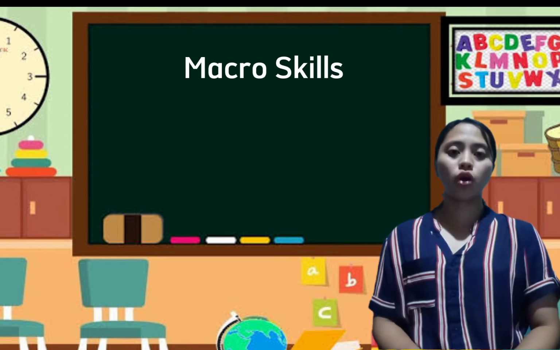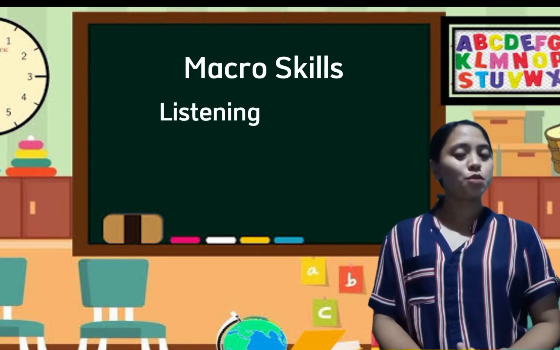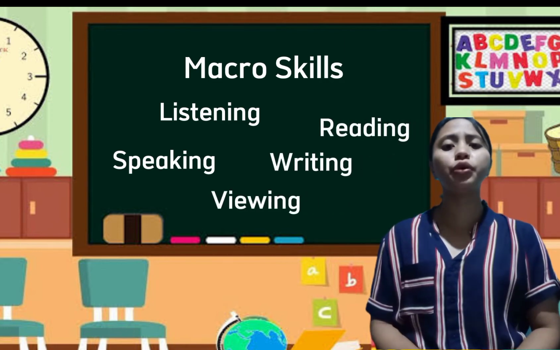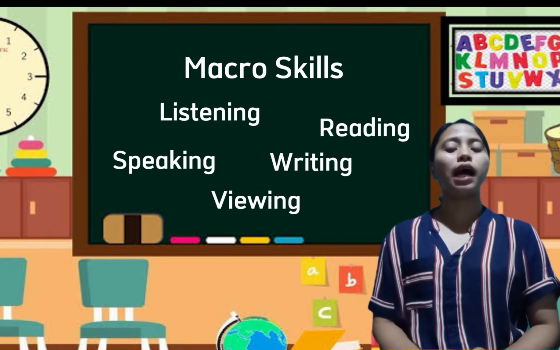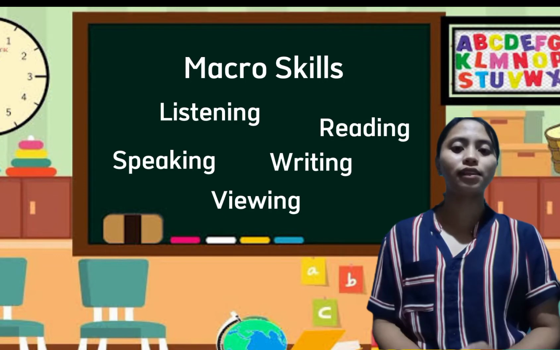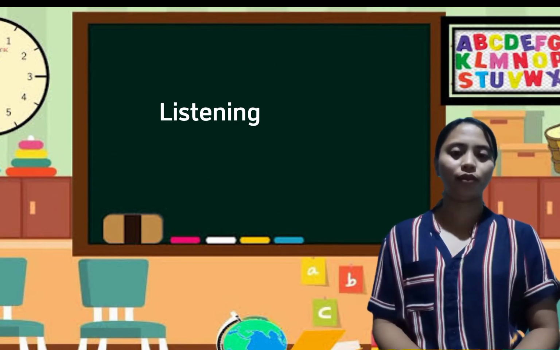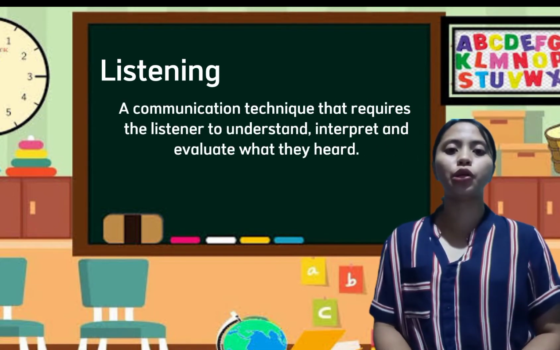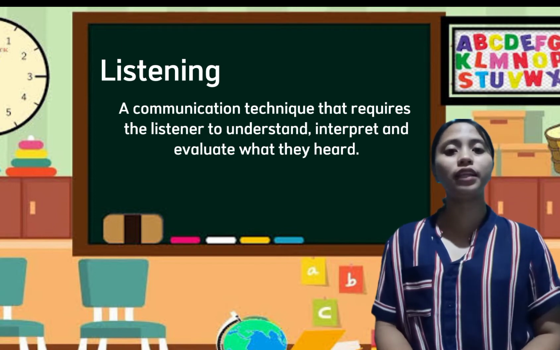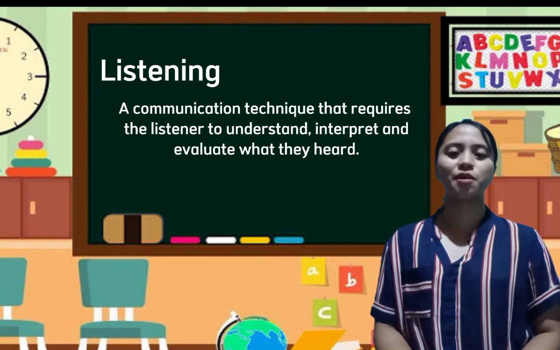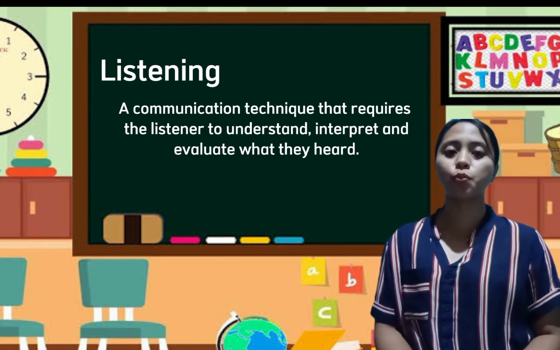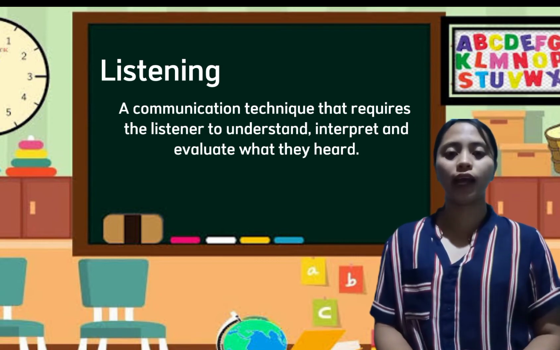Macro skills are most commonly referred to as listening, speaking, reading, and writing. There were only 4 macro skills until viewing became a skill that was taught until recently. But now, let us just focus on the listening skills. Listening is a communication technique that requires the listener to understand, interpret, and evaluate what he or she hears. This is a basic skill about hearing and perceiving other people's opinions and observing facts and emotional intelligence derived from the spoken word.